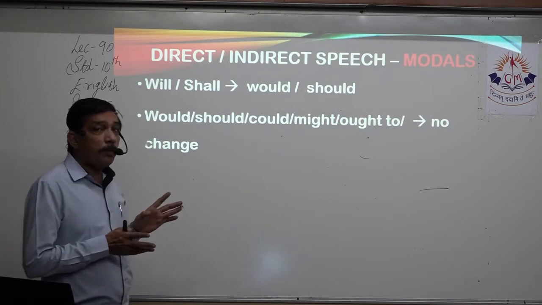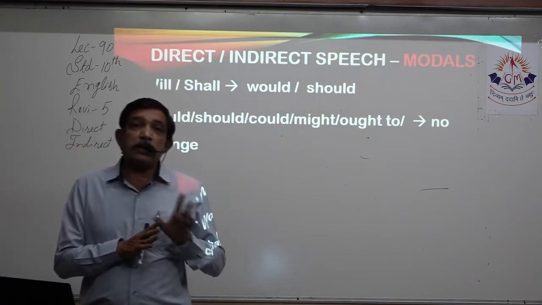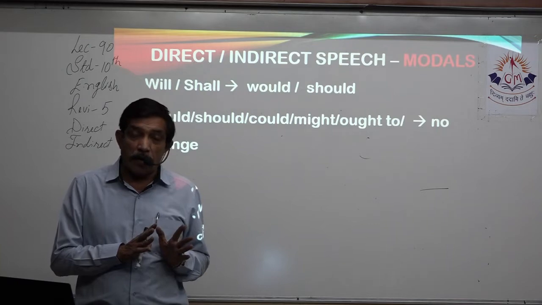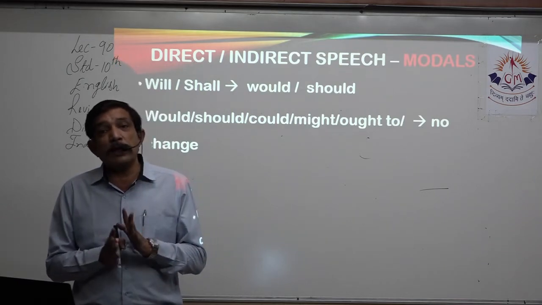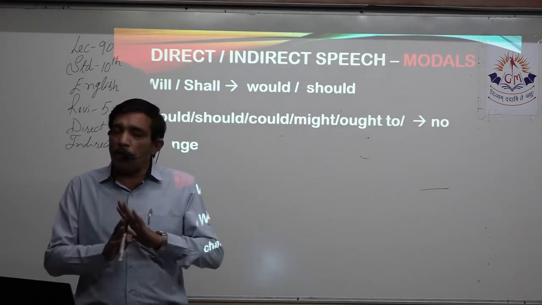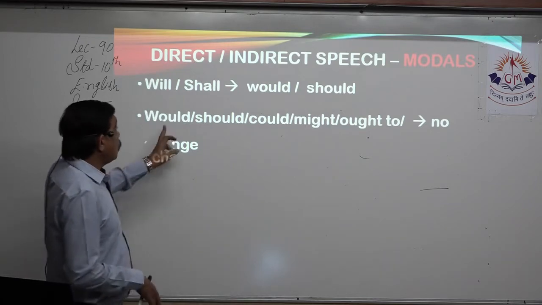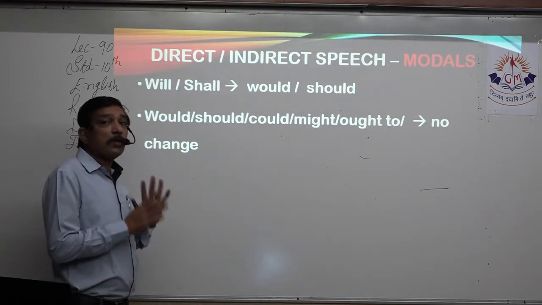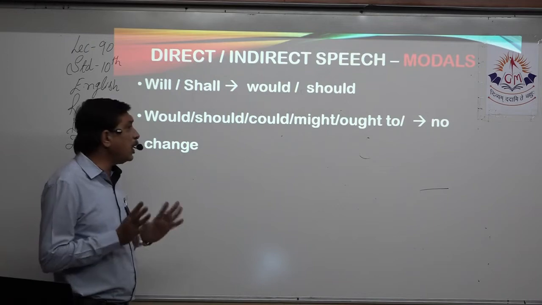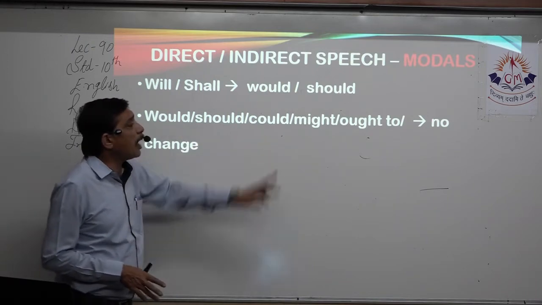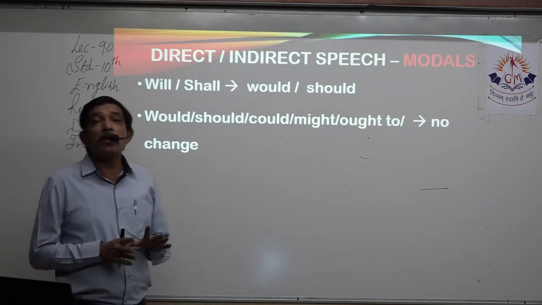We can consider "could" as the past tense of "can." Now what about "could"? If the sentence has "could," then what to do? Where to change? No change has to be done. So these are the modals where no change happens. It will remain as it is. Would, should, could, might, ought to, they do not change.